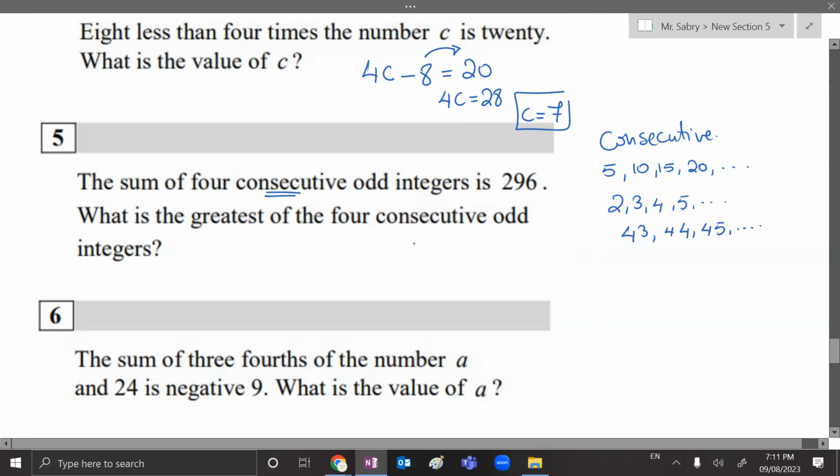When I want to represent consecutive numbers that I don't know, if the first one is x, the next will be x plus 1, and the one after will be x plus 2, and so on. So if they said the sum of 3 consecutive numbers, then the first one I'll put as x, the second one x plus 1, the third one x plus 2.